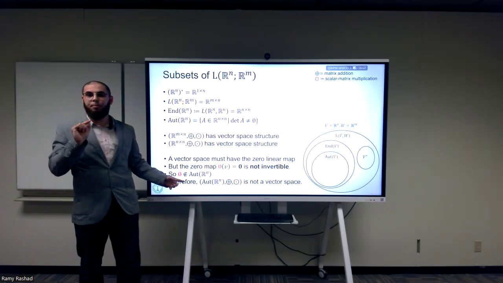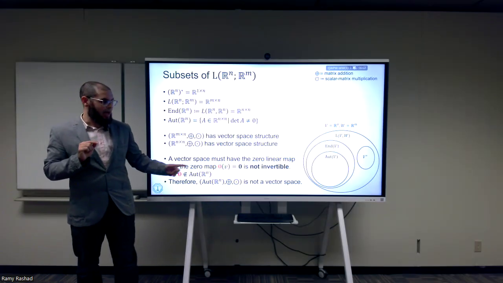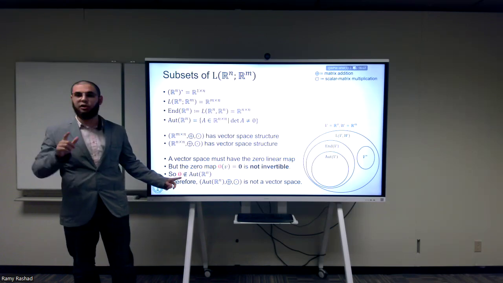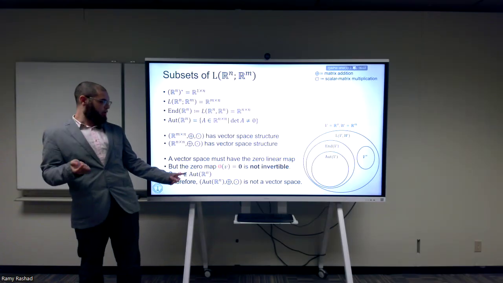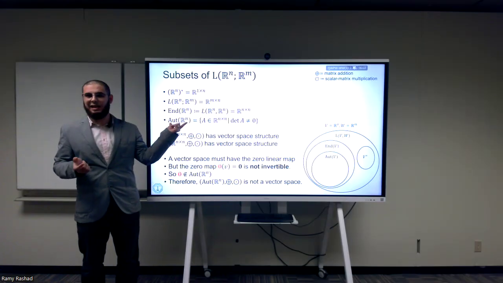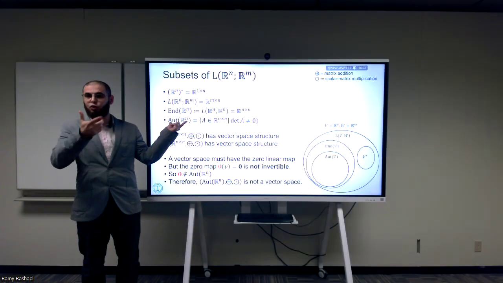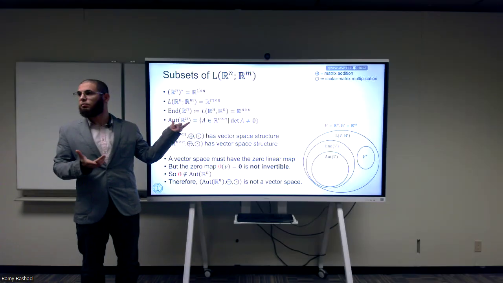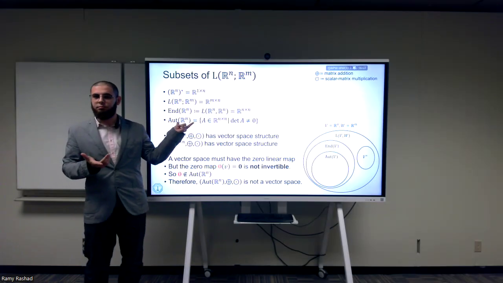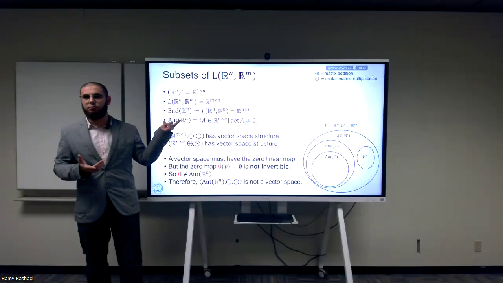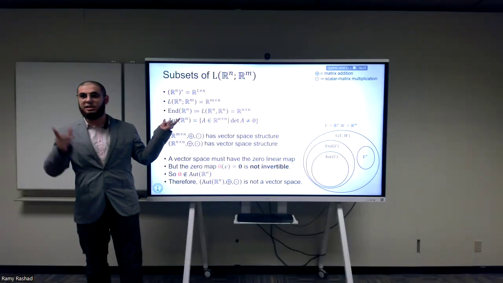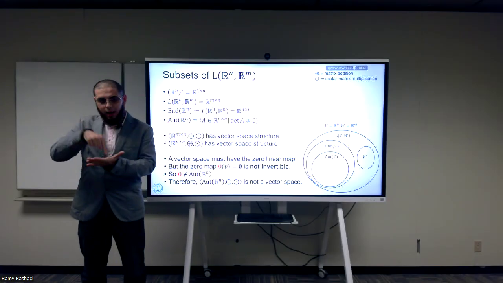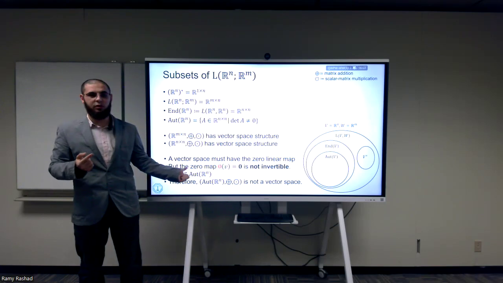But the zero map does not have an inverse, which means that it's not invertible, which means that it's not in the set of automorphisms, which means that this is not a vector space. Remember we had certain conditions. One of them was that it needed to have the zero element.